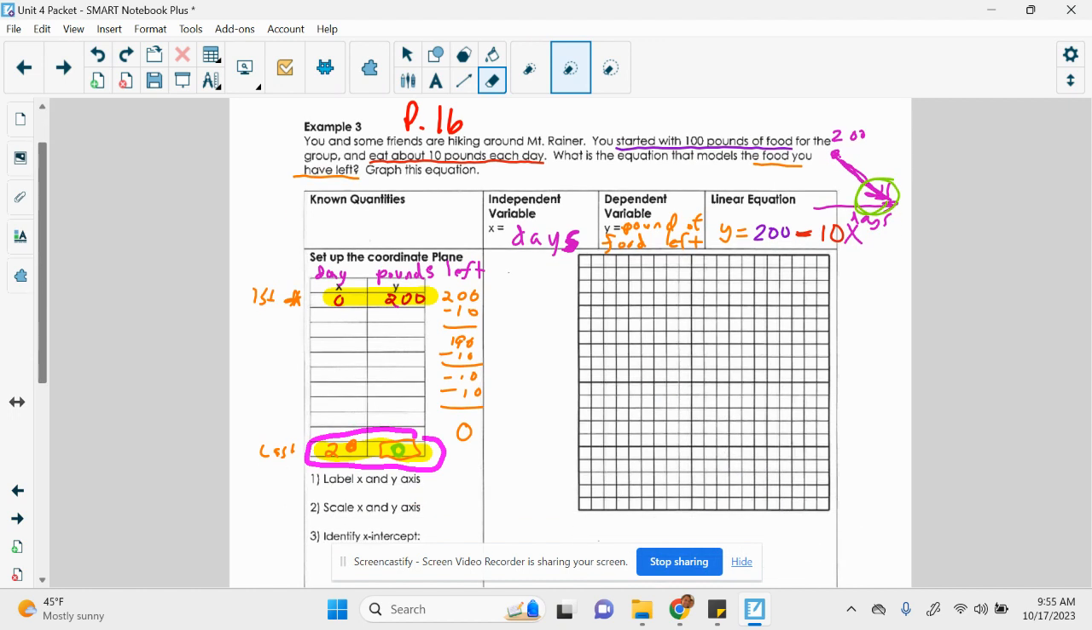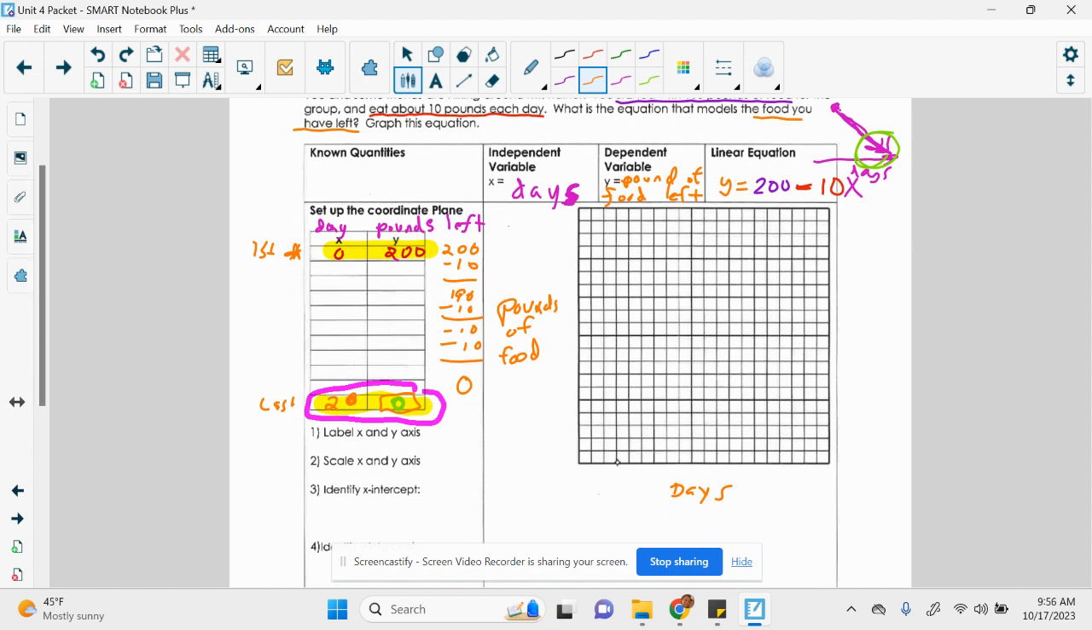So now let's label our X and Y axis. So we're going to label this thing. Here we go. So we got days, all right, and pounds of food. All right, now our days. Let's start with our days. We got to get to 20.